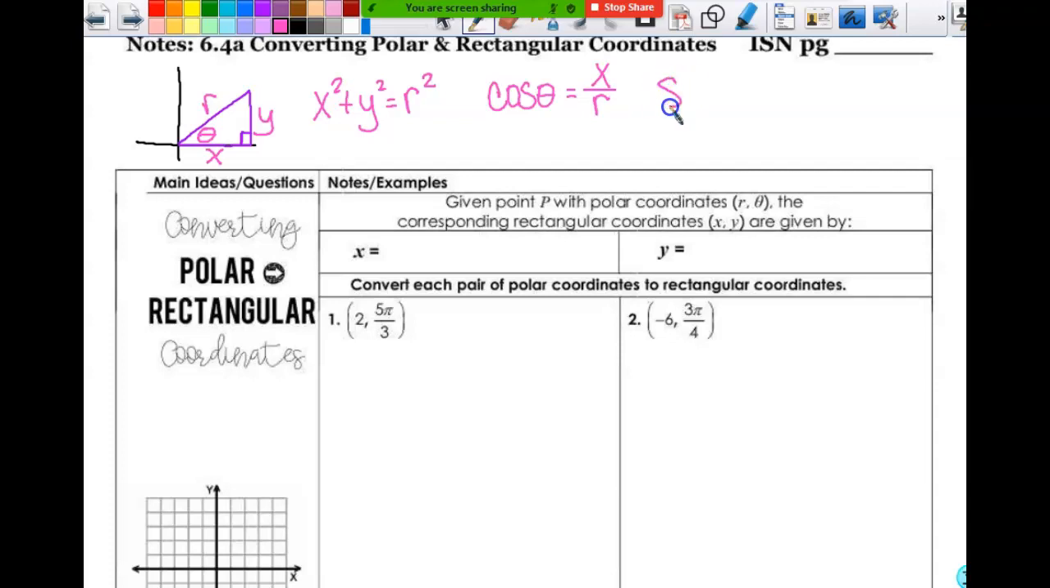That means that sine theta equals y over r, or opposite over hypotenuse. Got to have that r in there. All right, so then tangent theta, we know that tangent is sine over cosine, or it is also y over x.